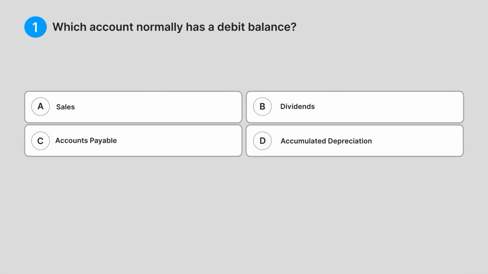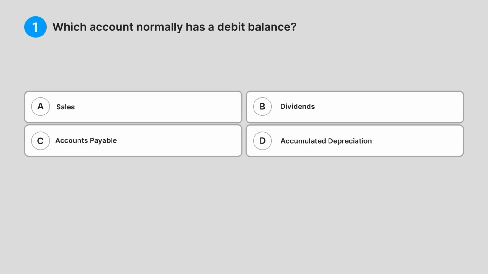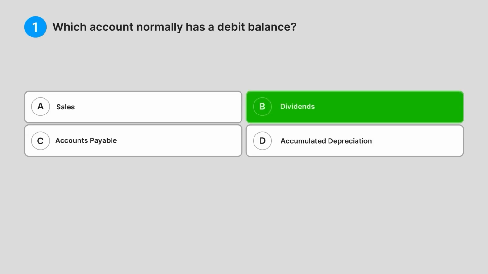1. Which account normally has a debit balance? A. Sales. B. Dividends. C. Accounts payable. D. Accumulated depreciation. What do you think is the answer? Correct answer. B. Dividends.